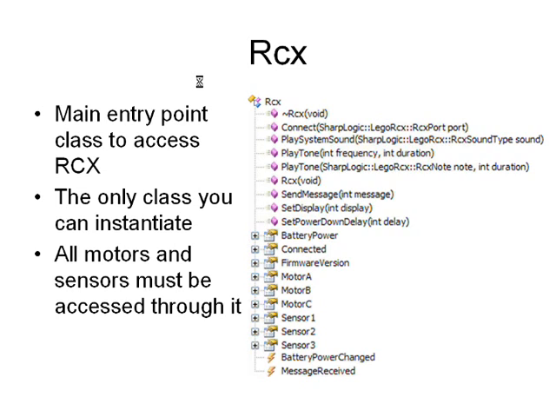In addition to the motors and sensors, you'll also see that the RCX has methods so that you can play tones as well as system sounds and even send messages out to other RCX bricks. Finally, there are 2 events available, the battery power changed and the message received events. Those events are likely to be raised on separate threads, so be aware of that when building applications.